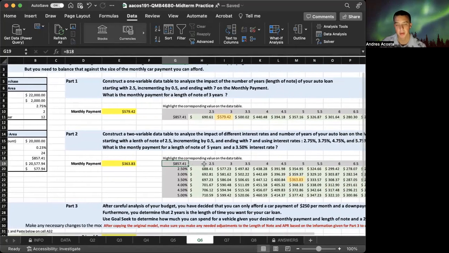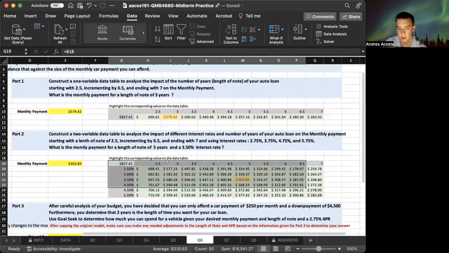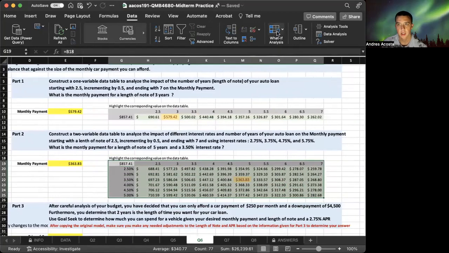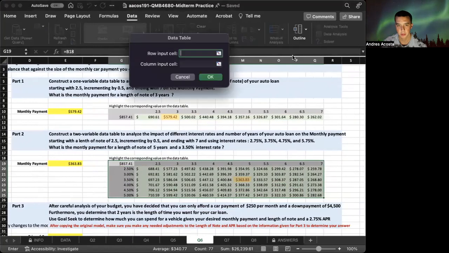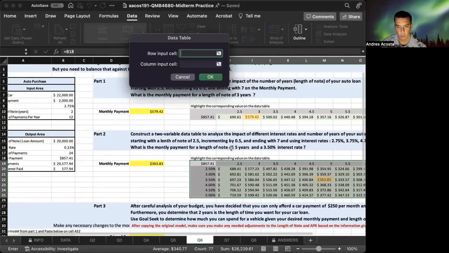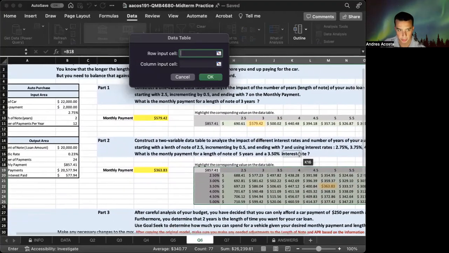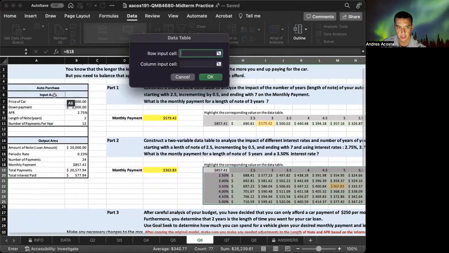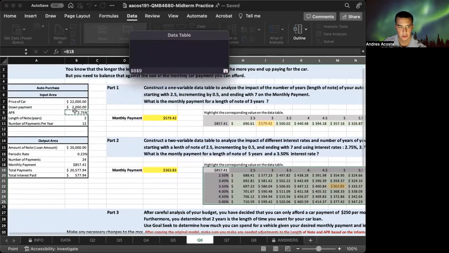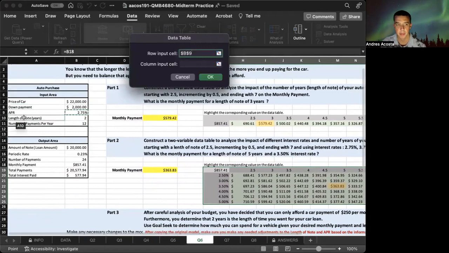After we put our monthly payment here, we highlight the whole table and go to Data, What-If Analysis, Data Table. Now for the row input cell, it says interest rate, right? So we go to our little chart here and look for our interest rate, which is 2.75%. APR means annual percent rate. That would be the interest rate, for those that don't know the term APR.